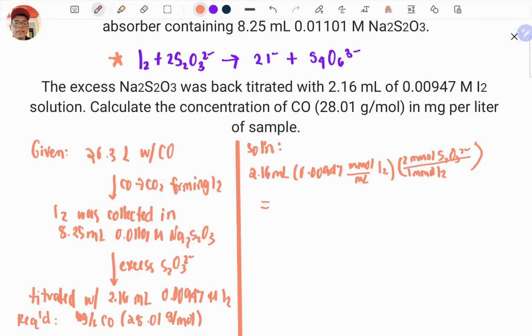This means that whatever was titrated at the final part of the problem describes the thiosulfate that was not able to react with the iodine arising from our analyte reaction. Alright, again, this equation is the millimoles of thiosulfate in excess.